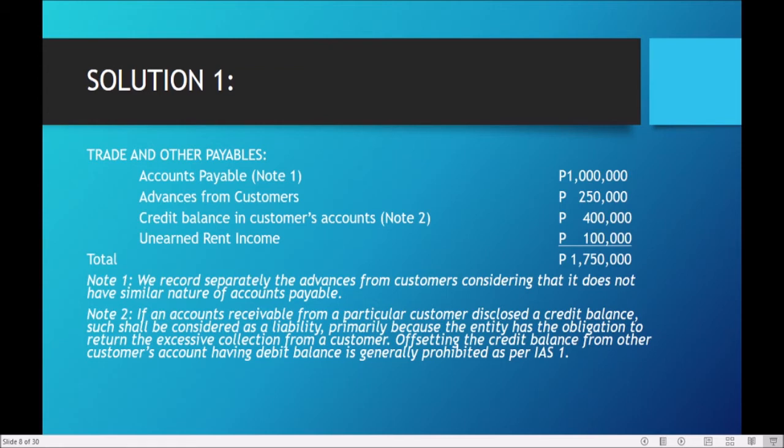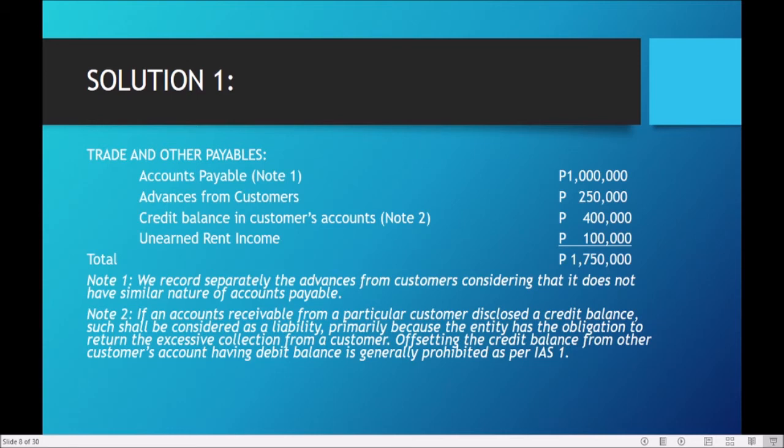Now, note 1, we record separately the advances from customers considering that it does not have the same nature as accounts payable. Yon. That is the reason why I reclassify the 250. Ibig sabihin, pinaghiwalay ko lang sila kasi the advances from customers has a different nature to the accounts payable account. Bawal naman po yun na pag-isahin mo yung advances at accounts payable considering that it has a different nature. Note 2, if an accounts receivable from a particular customer discloses a credit balance, such shall be considered as a liability. Yun na po sinasabi.